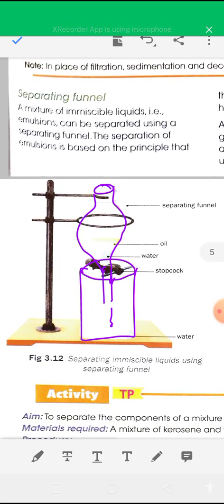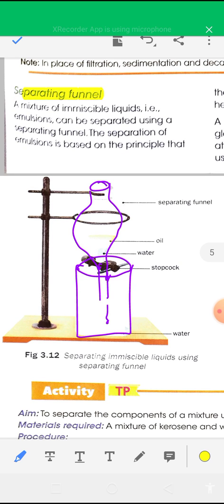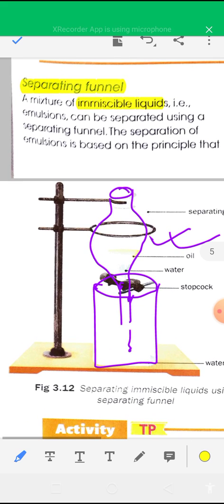Next method is separating funnel. This is what a separating funnel looks like. Using this method, a mixture of immiscible liquids, very important term here, that is an emulsion, can be separated using a separating funnel. A mixture of immiscible liquids like oil and water can be separated by using a separating funnel.